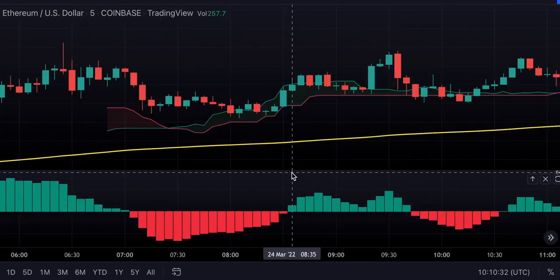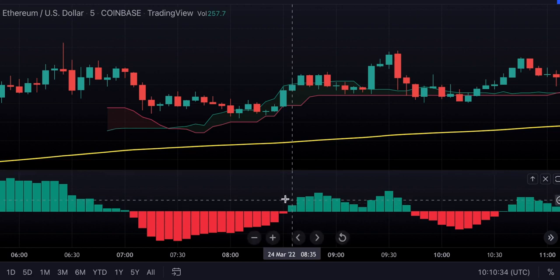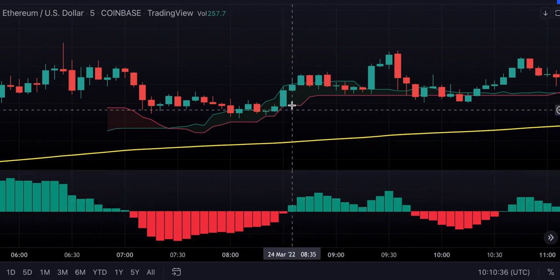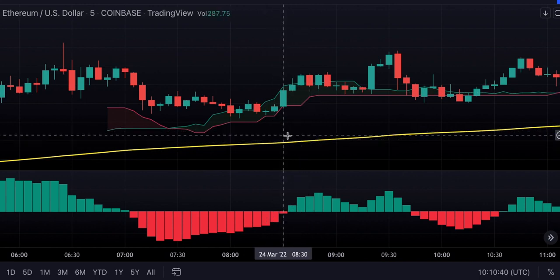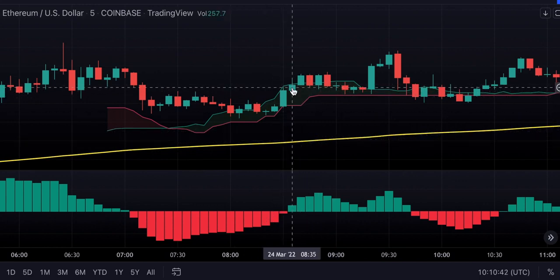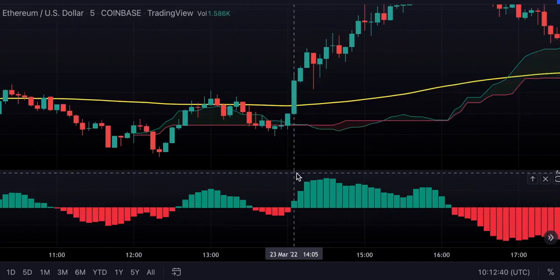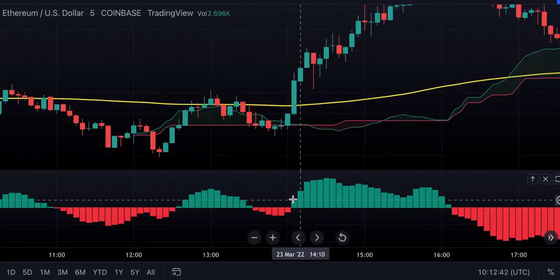Here's another example where we should not take a trade. So we have a signal from our MACD. The cloud is green and it's sitting above this moving average, but the price is inside the cloud, so we avoid taking that trade.